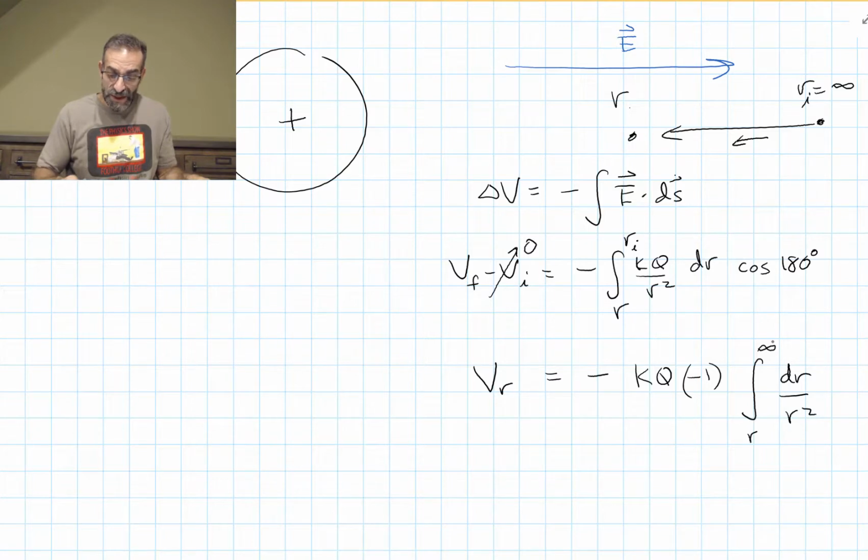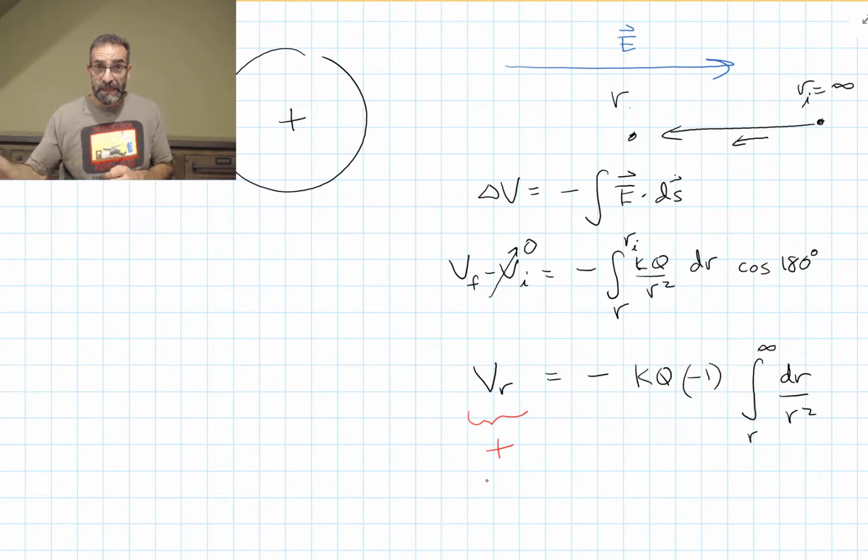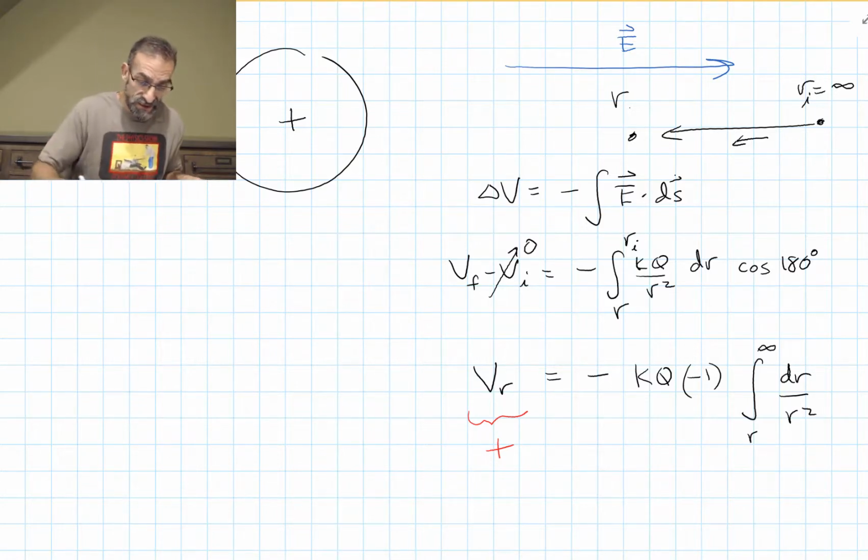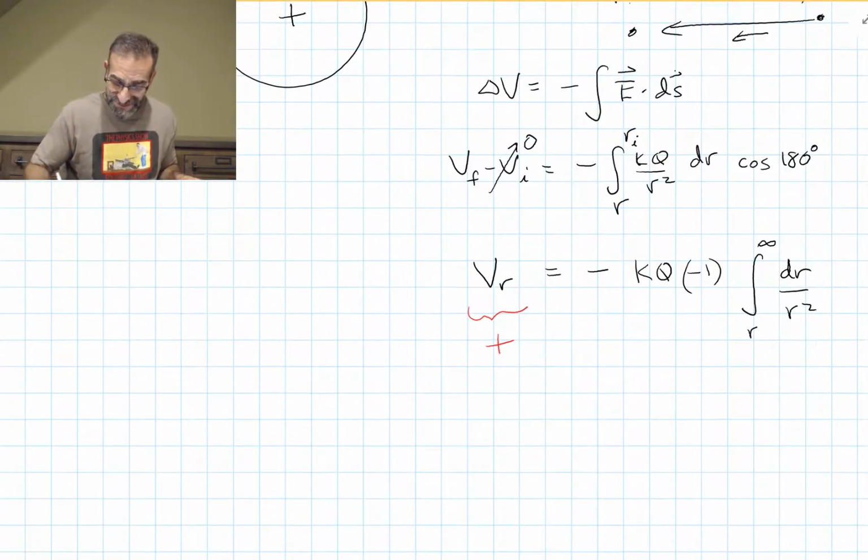Let's just see how we did, and in the end, what do we know the potential has to be? The left side of the equation has to be what? Negative or positive? It has to be positive because we're starting at 0 at infinity and we're going opposite the electric field. So we have to be going to higher electric potential. What's higher than 0? A positive number. So in the end, we'll check to make sure we get a positive number. If we don't, we'll fix it.